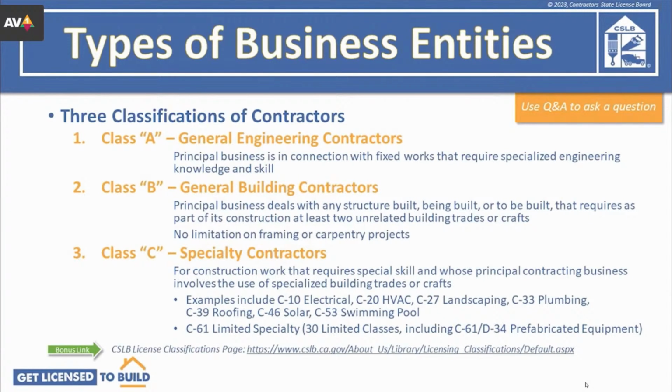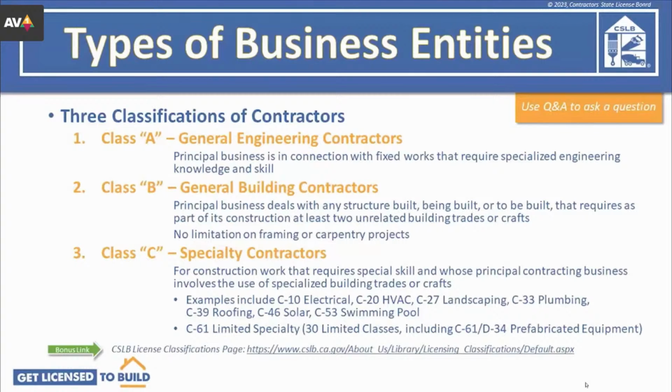The final class is C, or Specialty Contractors. These licenses are for construction work that requires special skill and whose principal contracting business involves the use of specialized building trades or crafts. Examples from this class include C10 Electrical Contractors, C20 HVAC Contractors, C27 Landscaping Contractors, C36 Plumbing Contractors, C39 Roofing Contractors, C46 Solar Contractors, and C53 Swimming Pool Contractors, just to name a few.